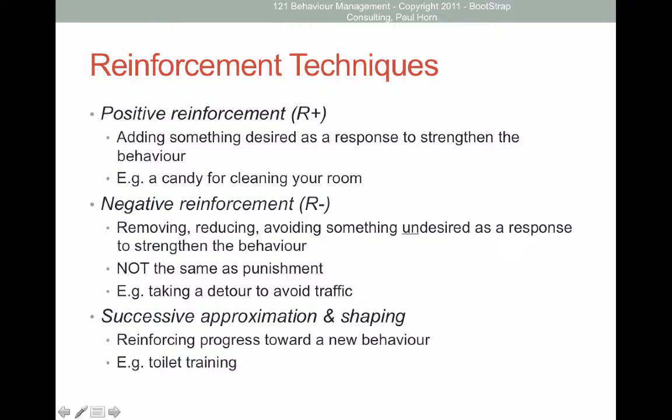So what does it mean? It means reinforcing the person for little bits of progress towards that new desired behavior. A classic example of that is when a parent toilet trains a child. The first time a child uses the toilet, the parent starts to give rewards. In fact, the child might get rewarded even for sitting on the toilet or for pulling his pants down and saying, I have to go to the bathroom. And all of those are steps towards the larger goal.